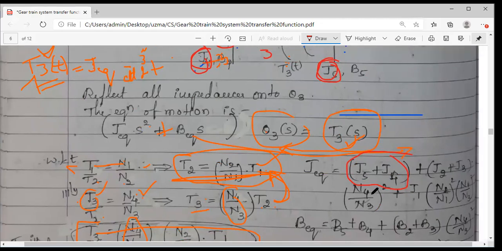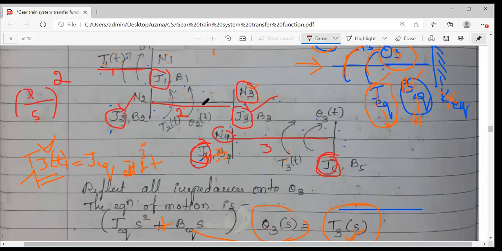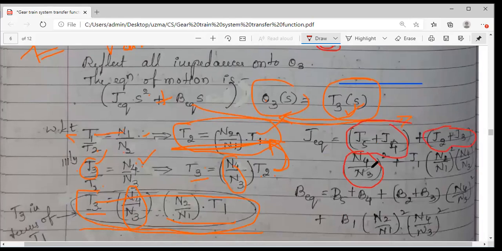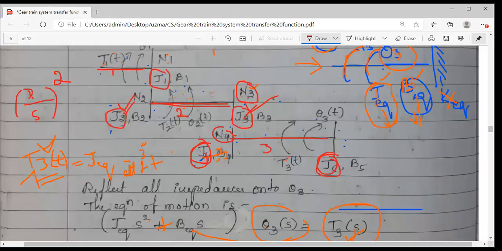You can see N4 by N3 whole square. It is for the second shaft. Second shaft includes J3 and J2. That's why J2 and J3, both the terms, are multiplied by N4 by N3 whole square. And what else is remaining? There is J1 also. J1 again is multiplied by this ratio, destination shaft by source shaft.